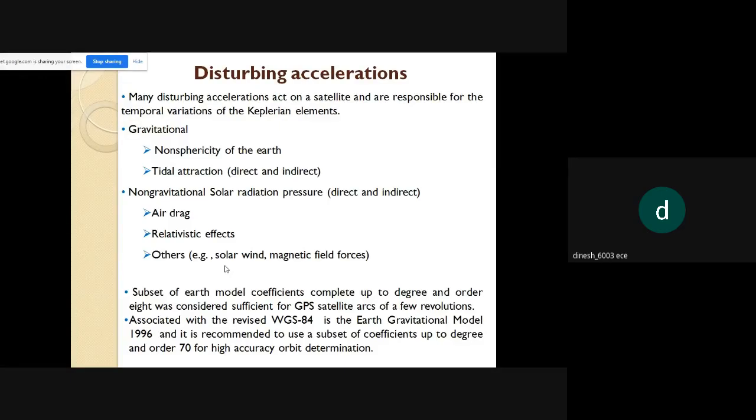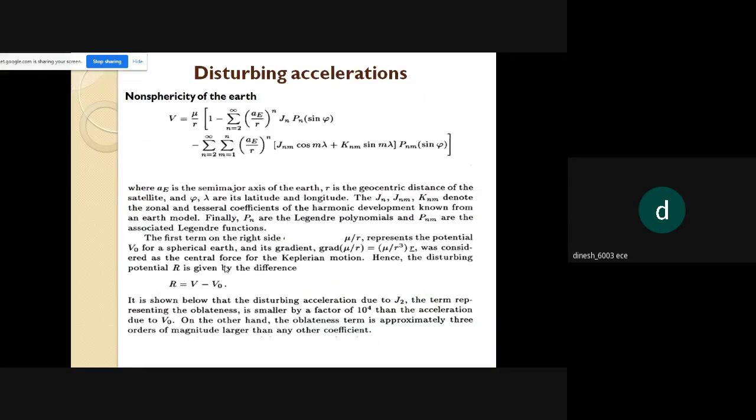We use a subset of Earth model coefficients with WGS84, the Earth gravitational model determined in 1996. It is recommended to use a subset of coefficients up to degree and order 70 for high accuracy orbit determination. So the non-sphericity of the Earth can be determined like this. This is what we had seen in the previous lecture.